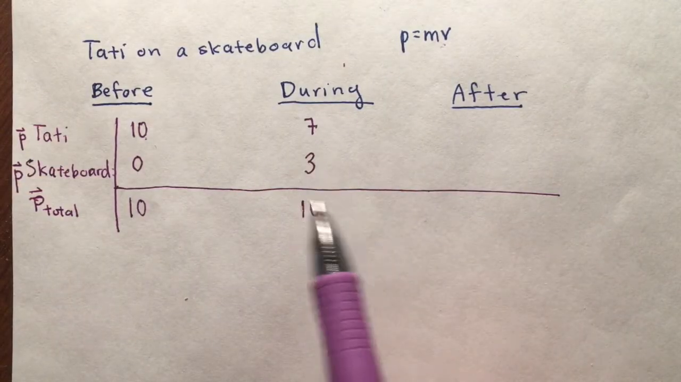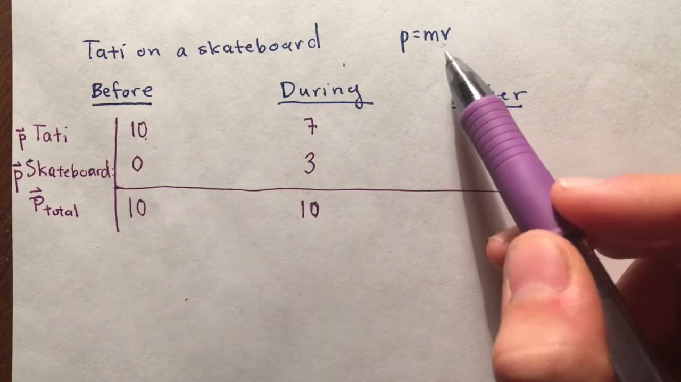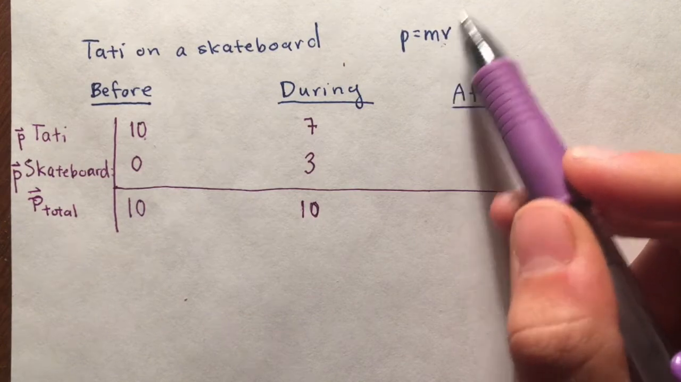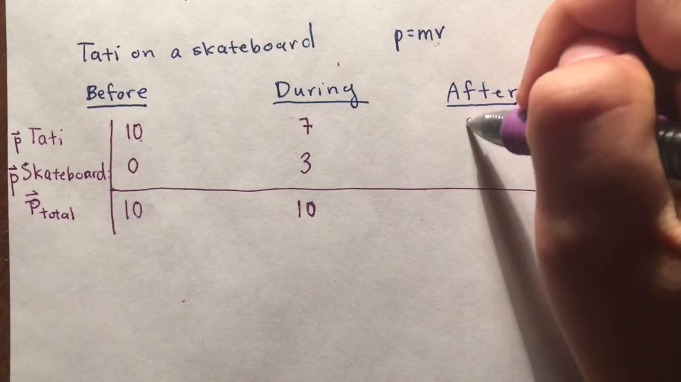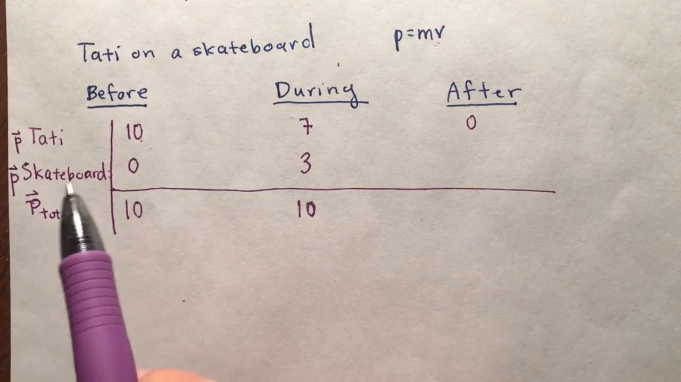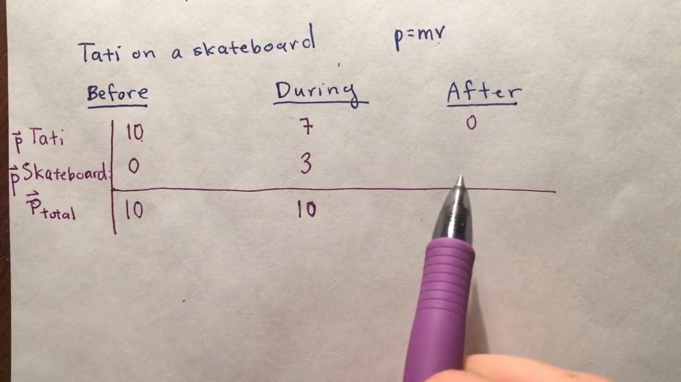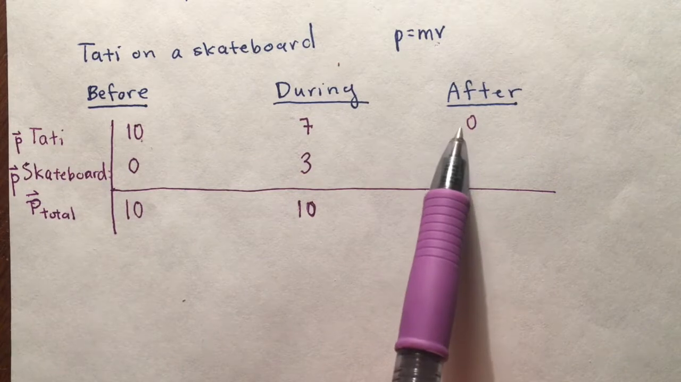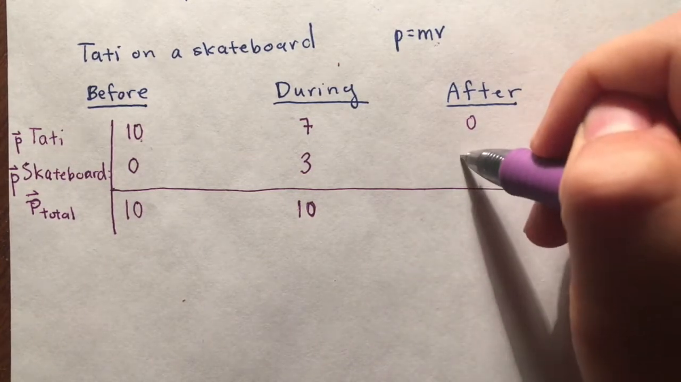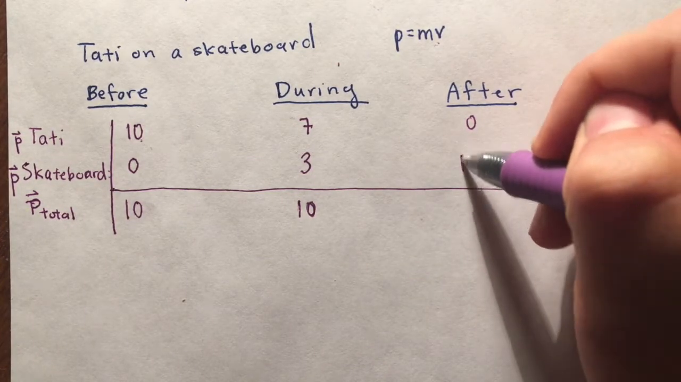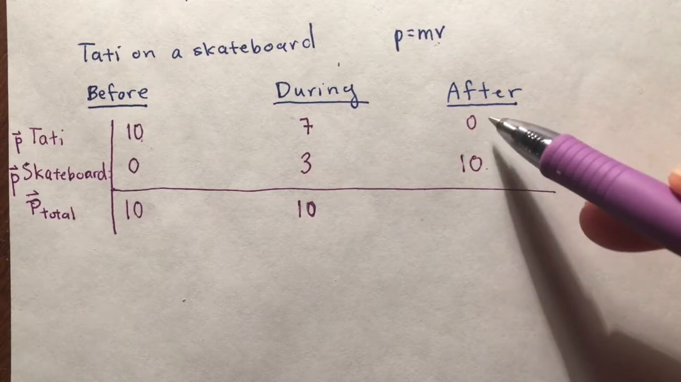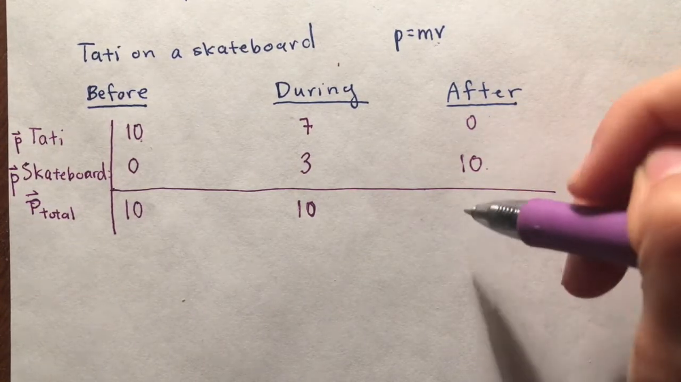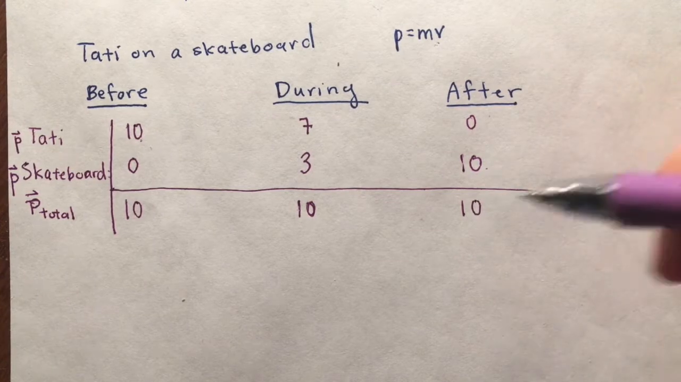And after I jump off of the board, well, I come to a stop, so my velocity is 0, so I have a momentum of 0. The skateboard gains all of the momentum. Because momentum of the system is conserved, because I have 0 momentum, the skateboard has all of the momentum, so the skateboard has a momentum of 10, and the total momentum of the system is 10 if I add those together.